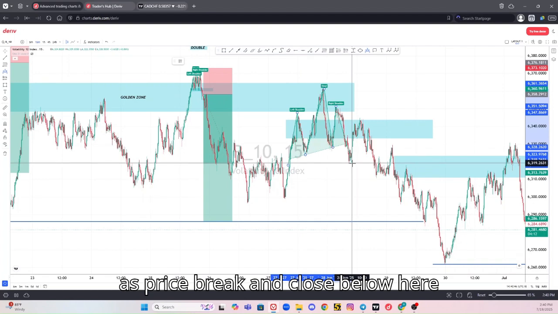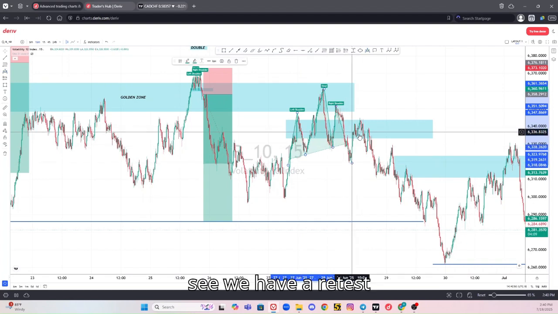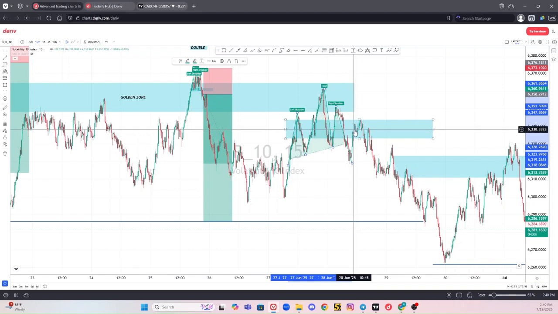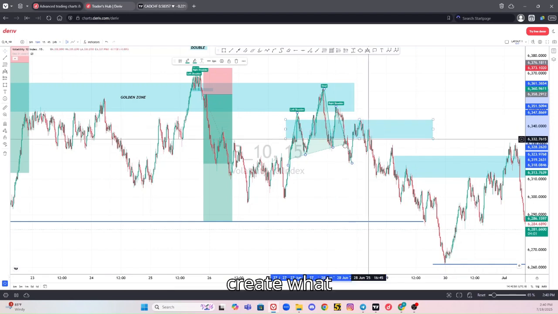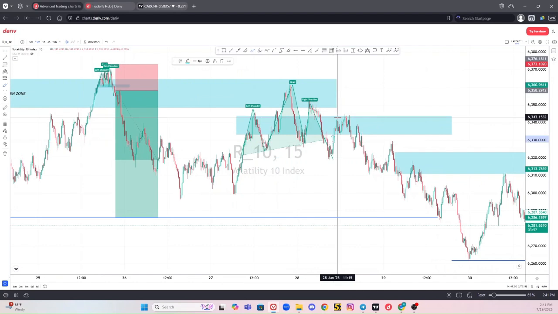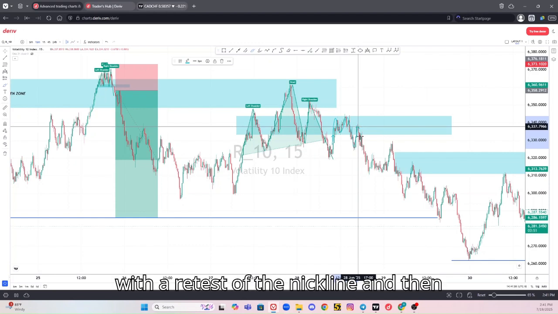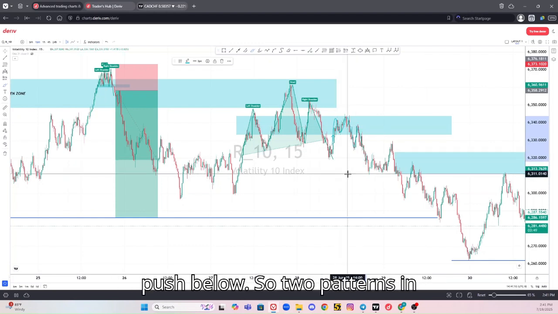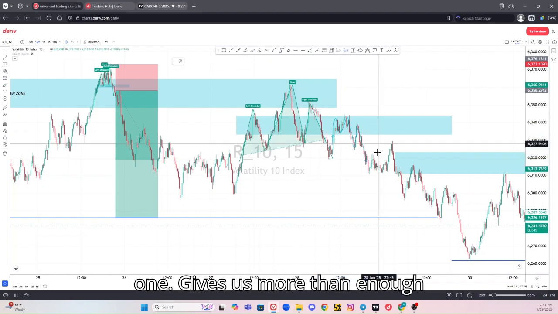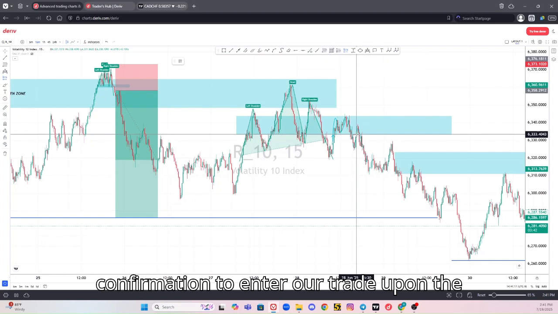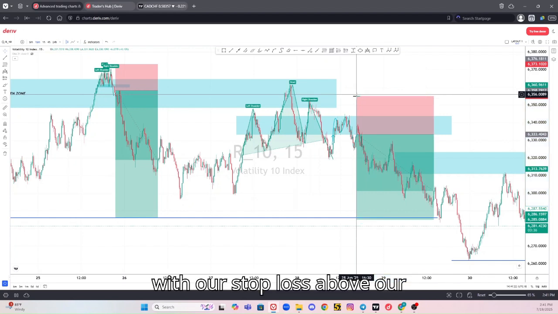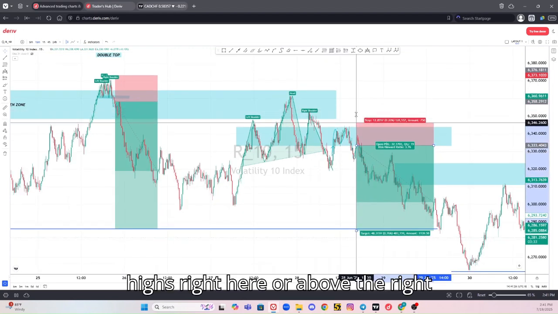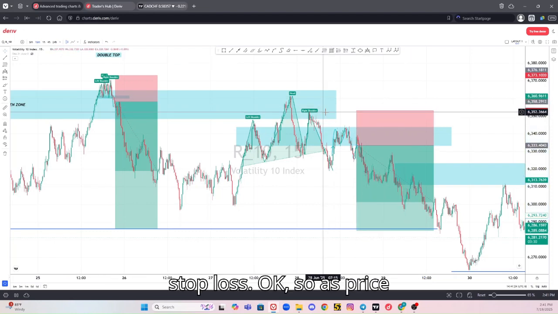So as price breaks and closes below here, see we have a retest of the right shoulder. And as we get the retest of the right shoulder, price did create what seemed to be an M pattern again, with a retest of the neckline and then a push below. So two patterns in one gives us more than enough confirmation to enter our trade upon the retest, targeting that low with our stop loss above our highs right here, or above the right shoulder. That's where I would put my stop loss.